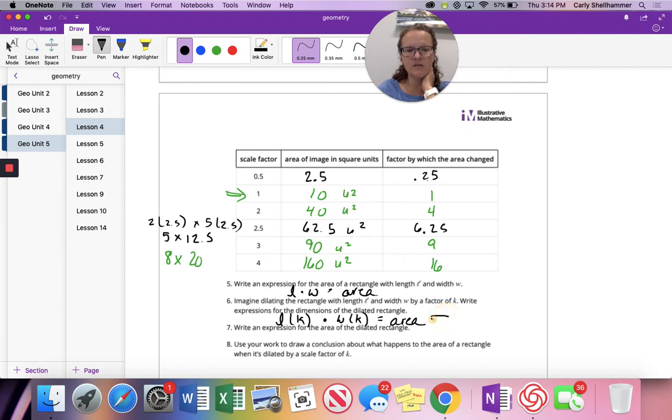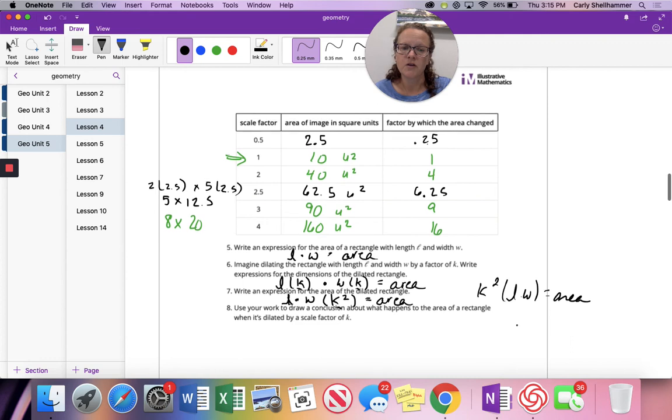Now write an expression for the area of the dilated rectangle. I'm actually going to take this one a bit further. I have like terms. I can actually factor out a K. Well, no, we're not going to do that. I'm going to go ahead and multiply everything. We've got LK times WK. That gives me L times W times K squared. Because I have two K's, I make it K squared. So I'd actually write that out front. K squared times length times width equals area.